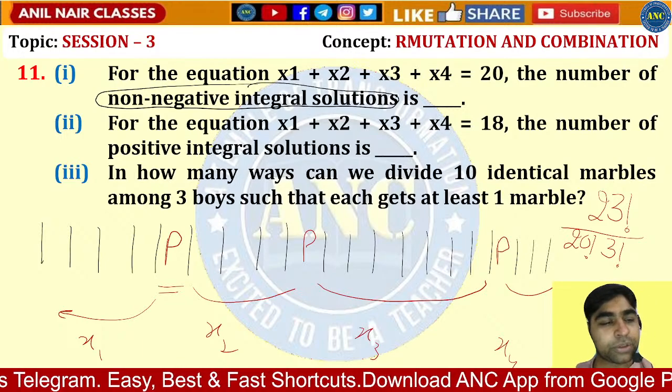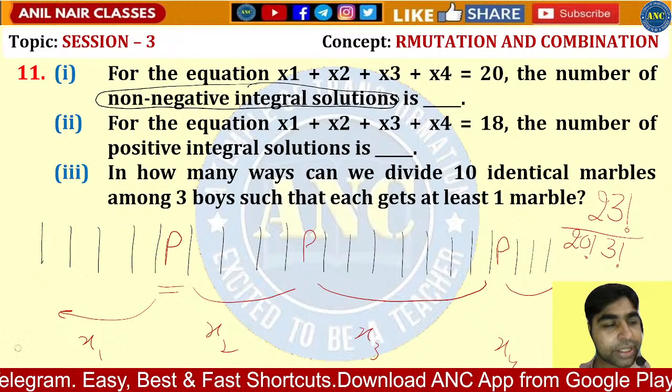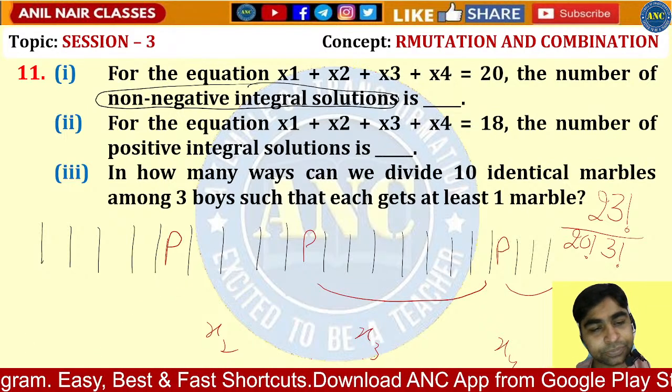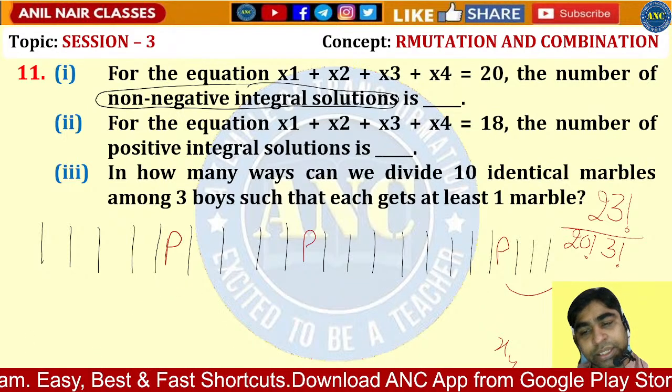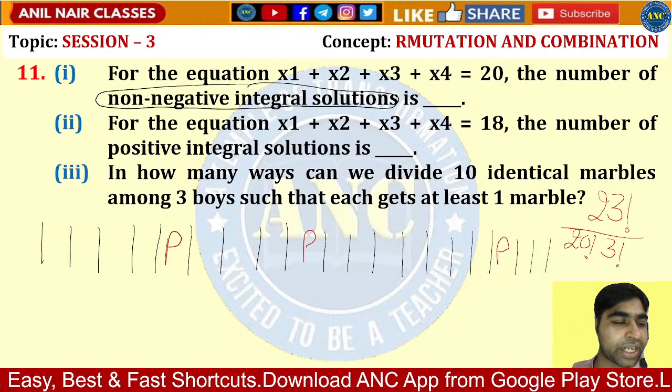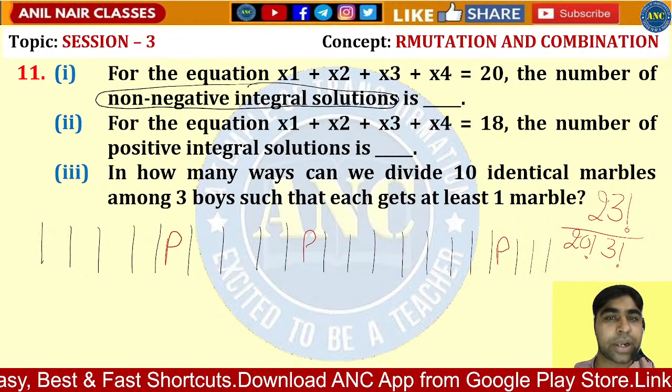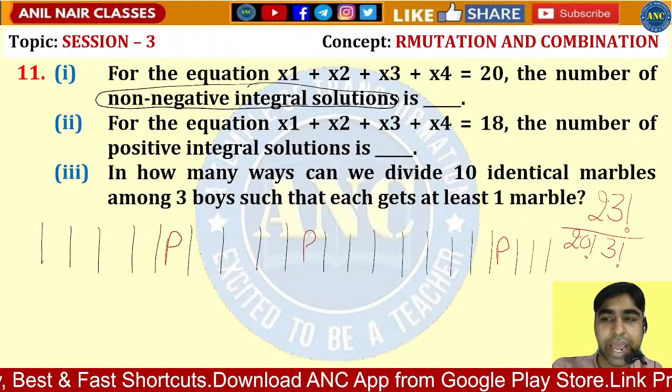Okay, that is one way to think about it. Okay, the second way is that we can also formulate a formula. Okay, there are n items.